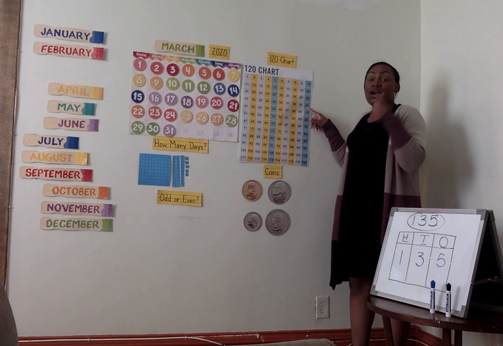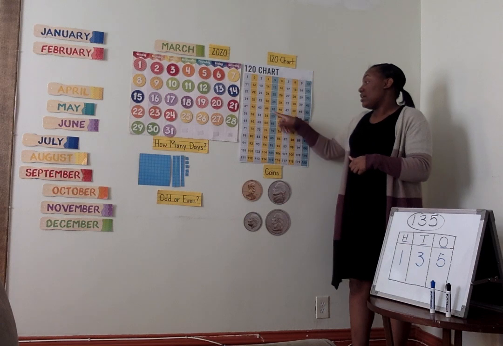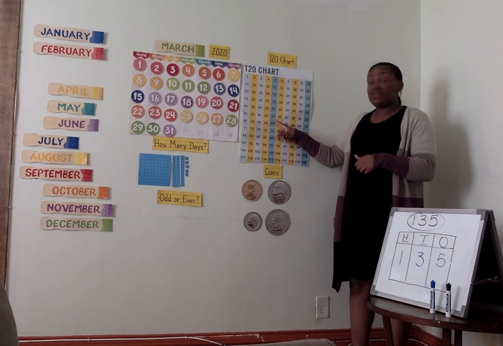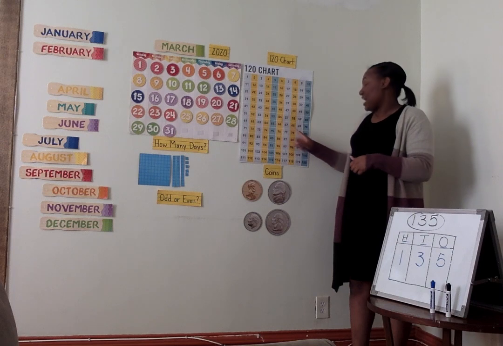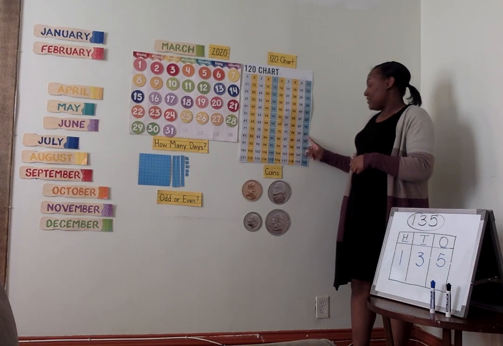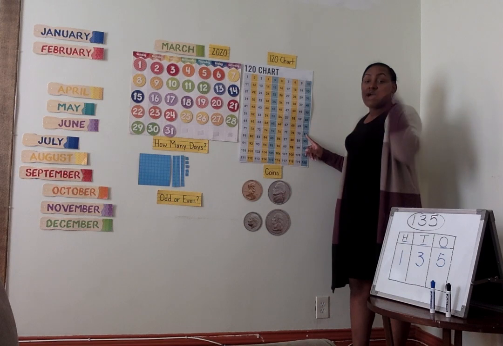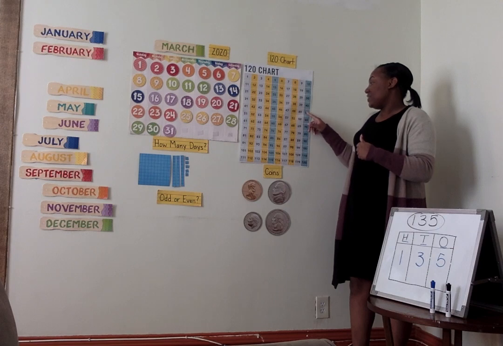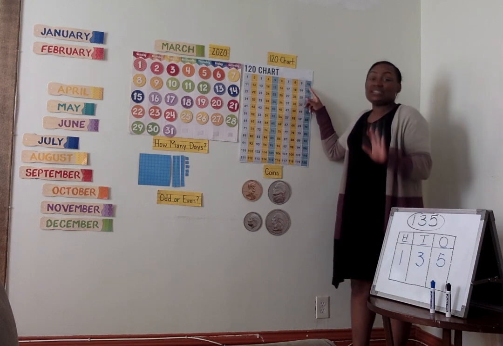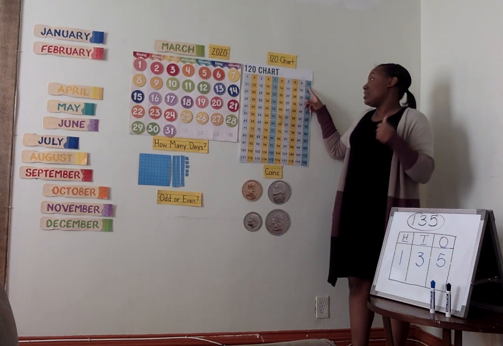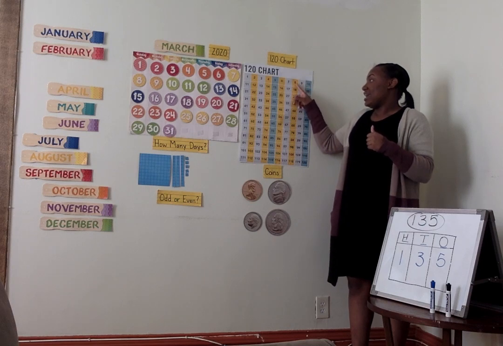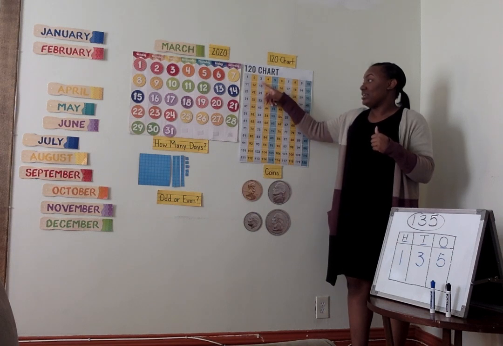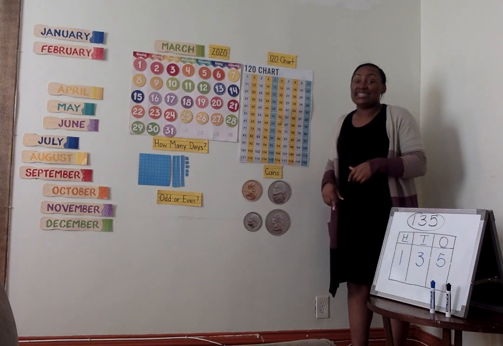Stop, switch, count up by fives. 40, 45, 50, 55, 60. Stop, switch, count back by tens. 80, 70, 60, 50, 40, 30, 20, 10. Stop, switch, count back by ones. 10, 9, 8, 7, 6, 5, 4, 3, 2, 1, 0.